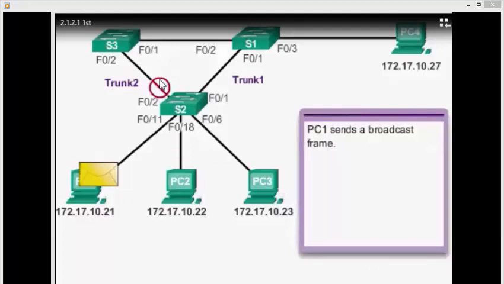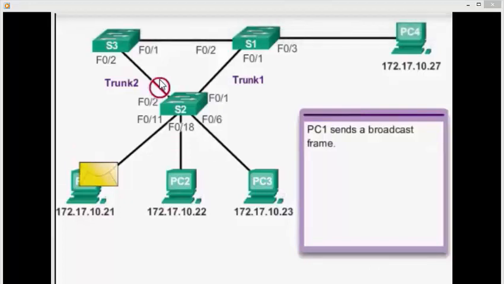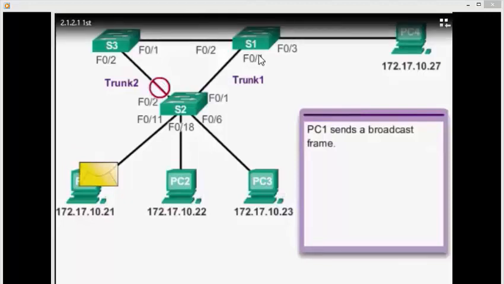Switch 1 receives the broadcast frame and forwards it out all of its switch ports, where it reaches PC4 and switch 3. Switch 3 forwards the frame out all of its ports, Fast Ethernet 0/2, because it cannot forward out Fast Ethernet 0/1. This is the originating port, because a switch forwards frames out all ports except the one it received them on.